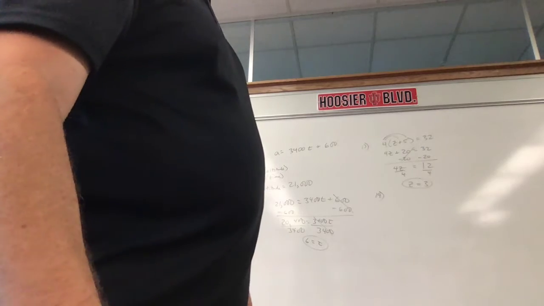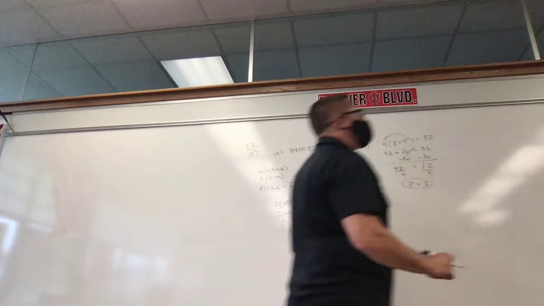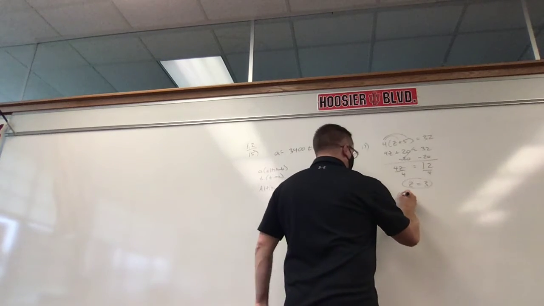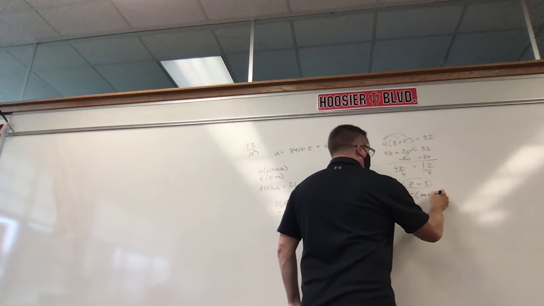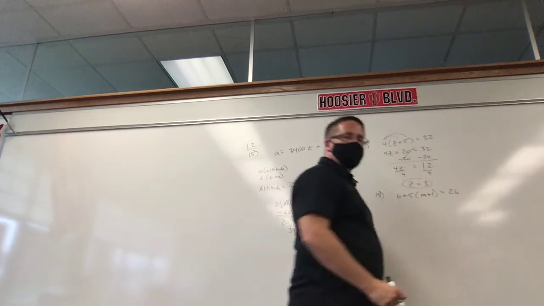I'm stuck on 19. What's that? Stuck on 19? Okay, what's 19 say? It says 6 plus 5(m plus 1) equals 26. Here's what you do not do.